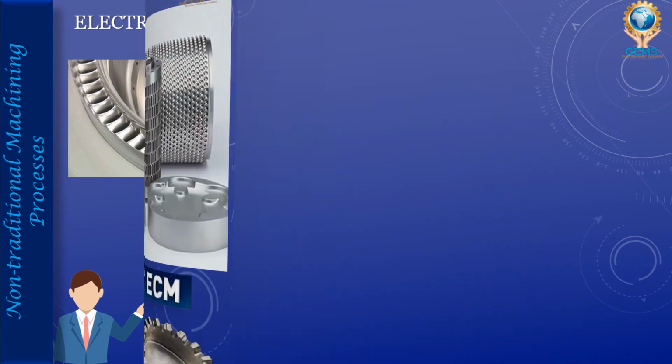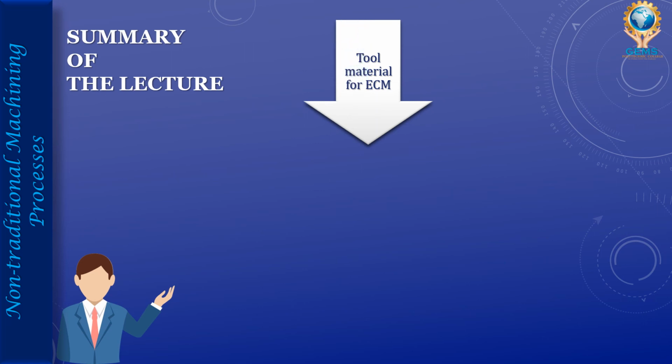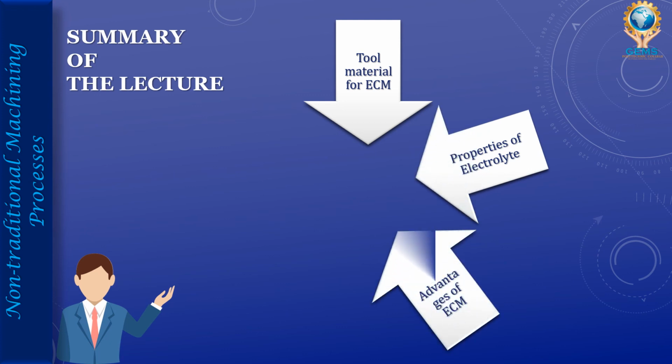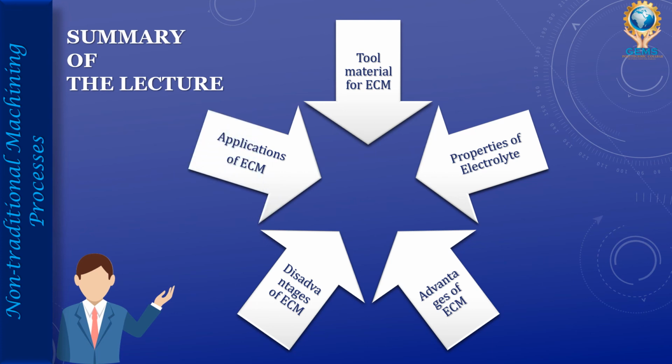Now let's see the summary of the lecture. In this lecture we saw about the tool material which is used for ECM, and next we saw about the properties of the electrolyte, and next the advantages of ECM, then the disadvantages of ECM, and the last we saw about the applications of ECM.